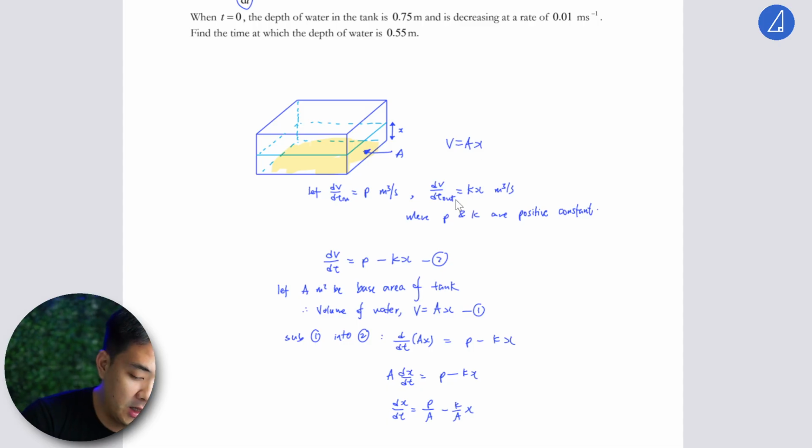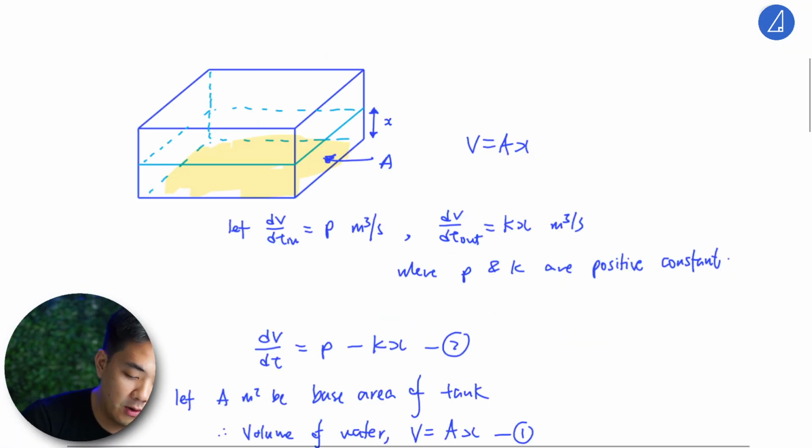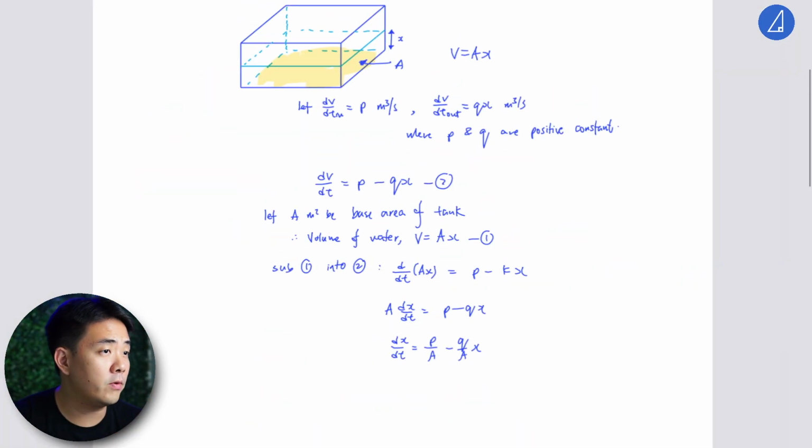Maybe I shouldn't have used K here because there's a K here. There are too many Ks around. I'm going to let this be Q then. There you go. So I get P over A minus Q over A times x.